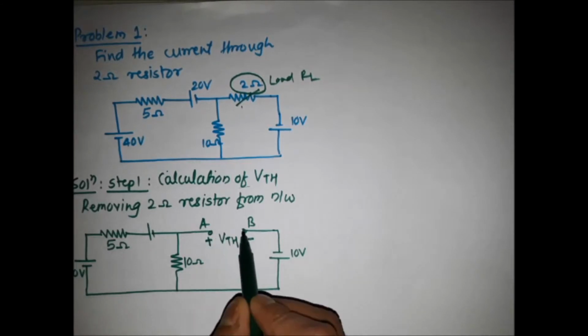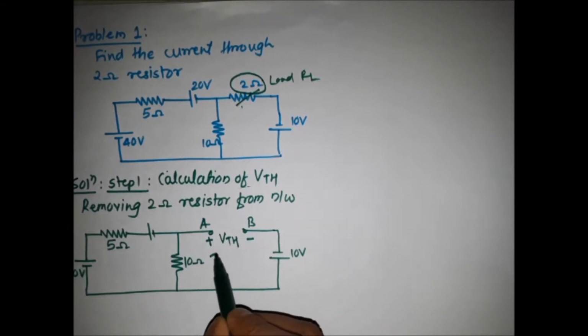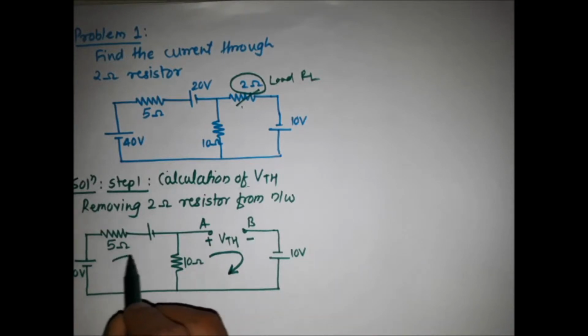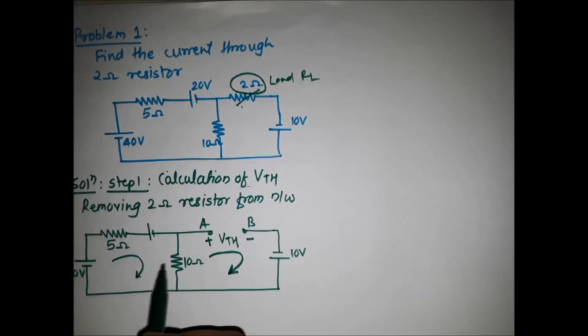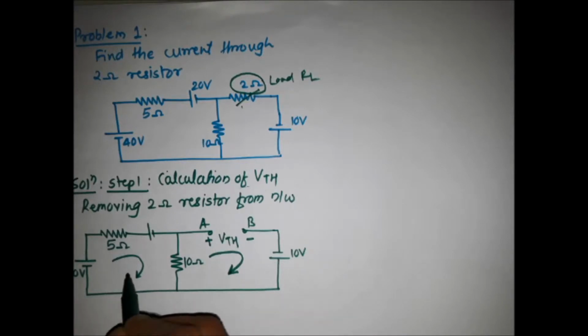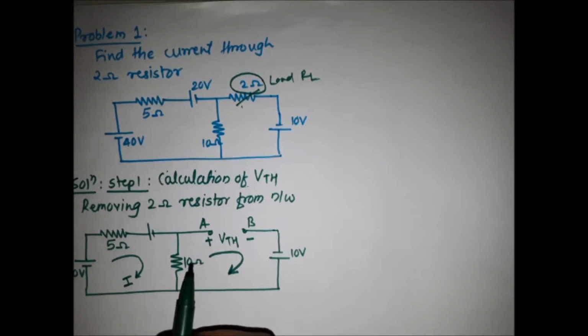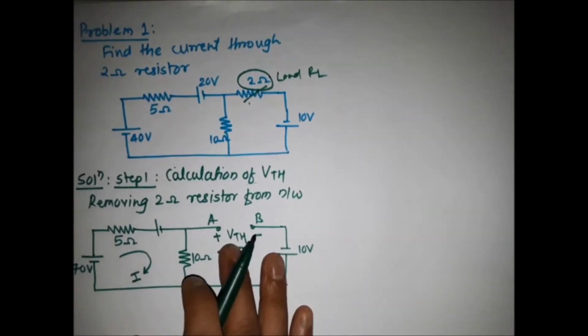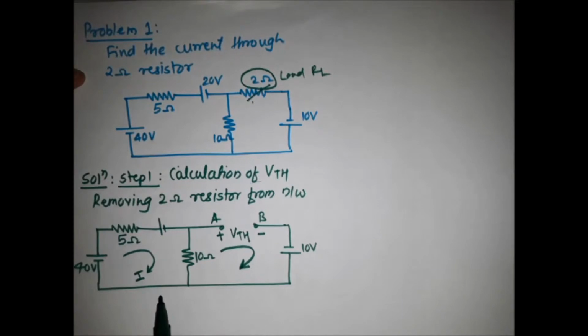Now see here, the terminals A and B are open circuited, so there is no current flowing through this loop, only current flowing through this loop. Now we are finding the current through this loop. It will be easier to solve the equation for the VTH. The current flowing through the first loop is I. By solving the equations of KVL, we apply the sign conventions according to the direction of the current. Here we consider the direction of the current to be clockwise.